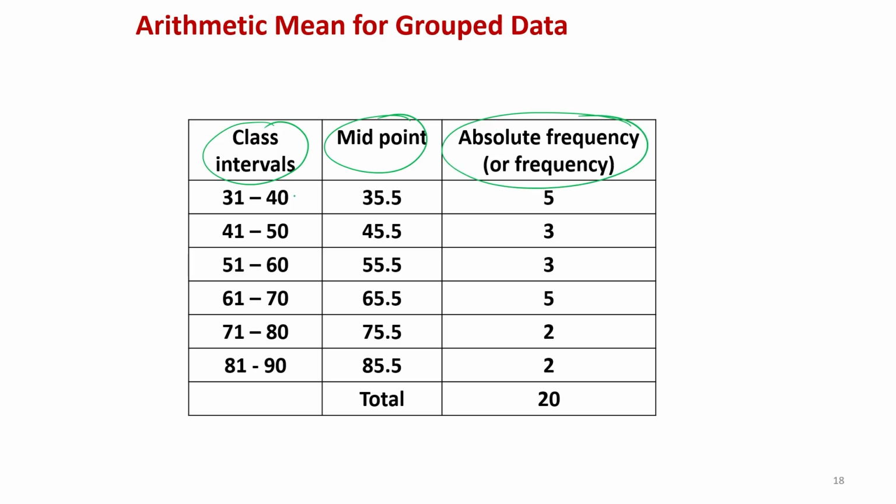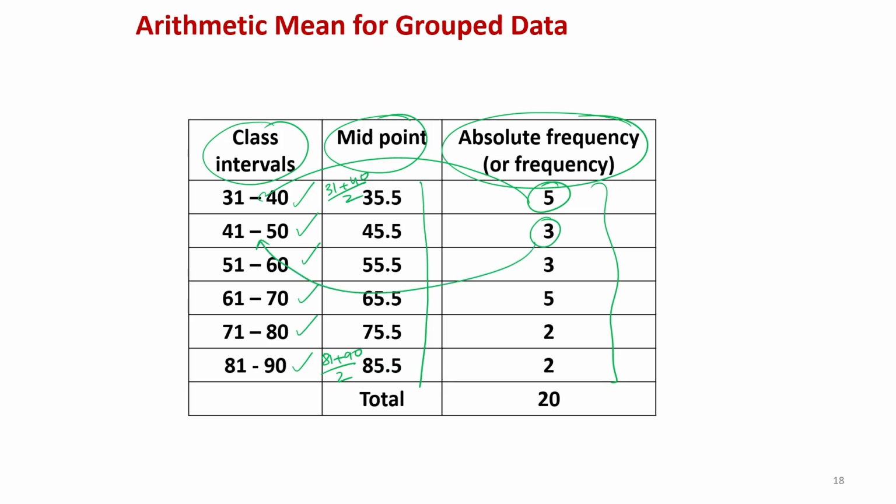So we have created the class intervals like 31 to 40, 41 to 50, 51 to 60, 61 to 70, 71 to 80, 81 to 90, and then we have computed the midpoints, like 31 plus 40 divided by 2 will be 35.5, and similarly 81 plus 90 divided by 2 will be 85.5. And then I observed the absolute frequencies: there are 5 values lying in the interval 31 to 40, there are 3 values lying in the interval 41 to 50, and so on.